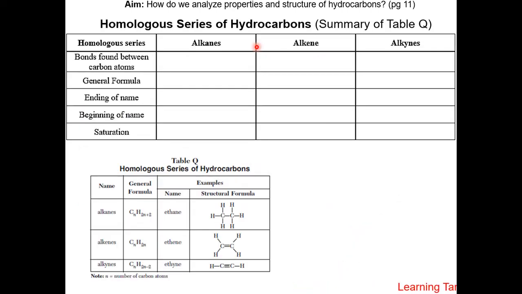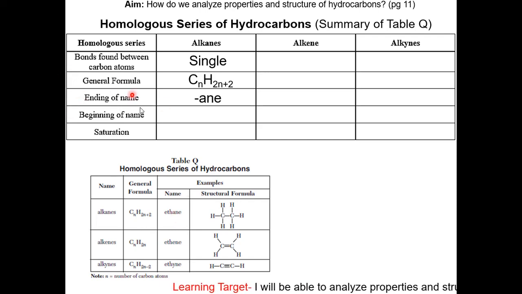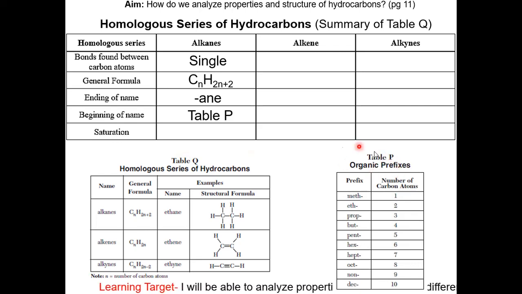Here's a summary table of the information that can be extracted from Table Q, the homologous series of hydrocarbons. Let's start with alkanes. For the bonds found between carbon atoms, it is only single bonds. For the general formula, it is CnH2n plus 2. For the ending of the name, you have to look at the example. It is ane. For the beginning of the name, the prefix is based off Table P. Table P is the organic prefixes. If you look at the structural formula, there is 2 carbons, so the prefix will be eth. That is why this compound is known as ethane. For saturation, alkanes are saturated.